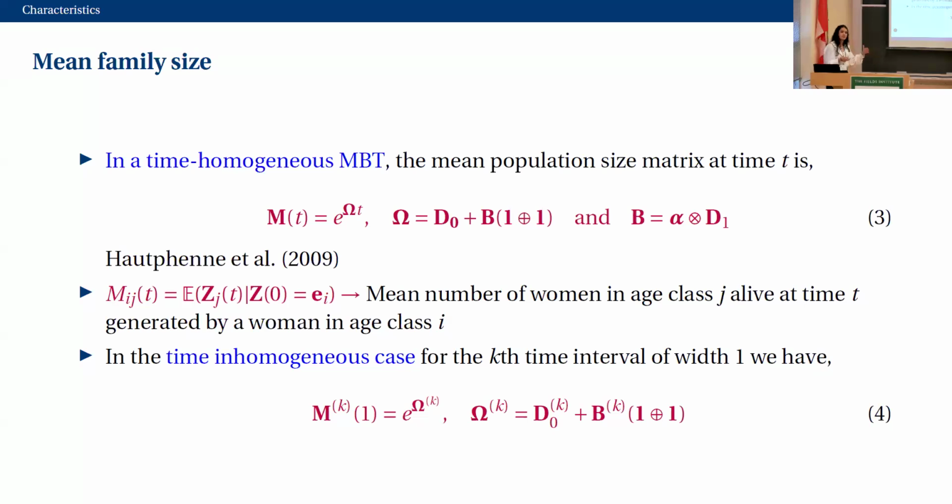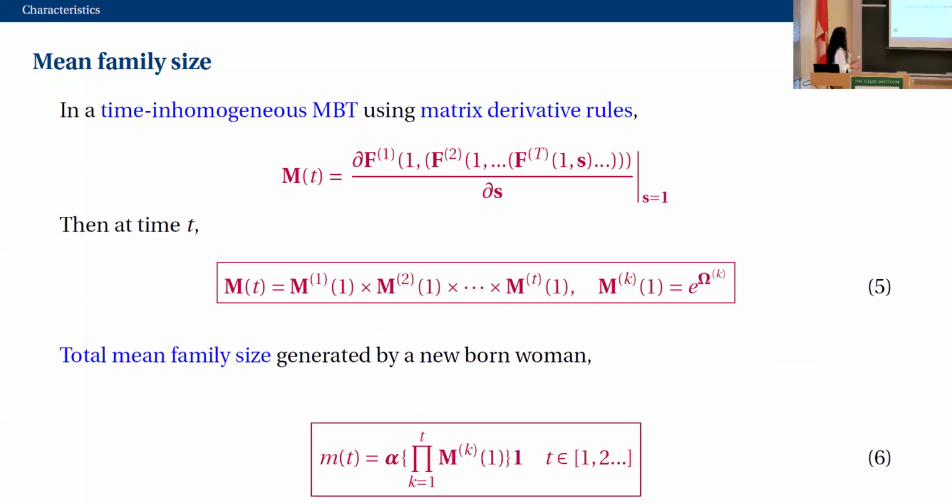Like I said before, since the rates change every year, every interval will also have a unique mean population size matrix. That's what I have defined by equation 4, and these become inputs for our proof in the next slide. So what we do is we take our PGF, differentiate it by S once and substitute S equals 1. This computation is quite easy actually. We will see that if you want to get the mean population size matrix at time t, we will arrive at this cumulative product of all the mean population size matrices.